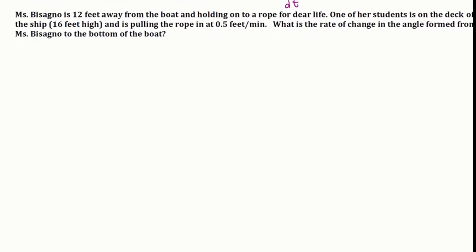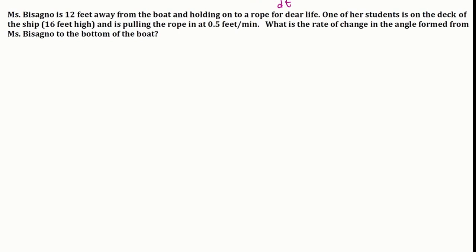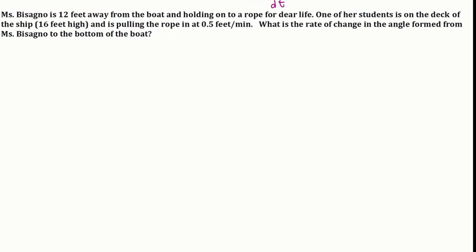Miss Bisagno is 12 feet away from the boat and holding onto a rope for dear life. One of her students is on the deck of the ship and is pulling in a rope at 0.5 feet per minute. What is the rate of change in the angle formed from Miss Bisagno to the bottom of the boat? So we've got a lot going on, but we are going to draw a picture first so that we have an idea of how these things relate to one another.